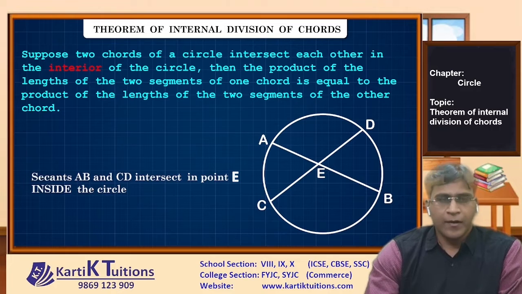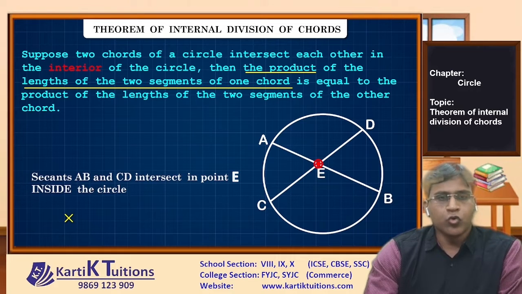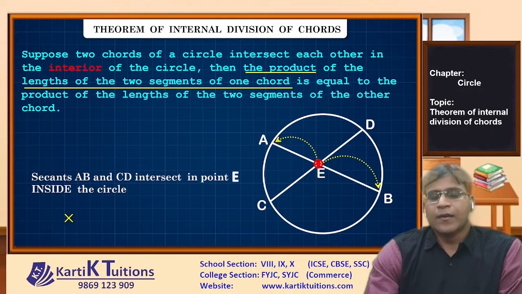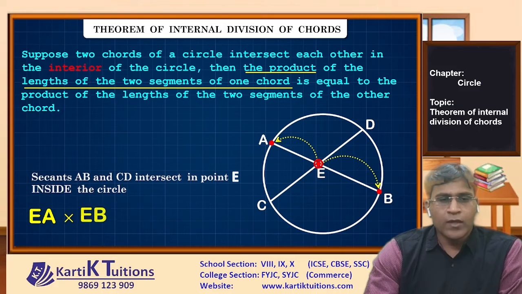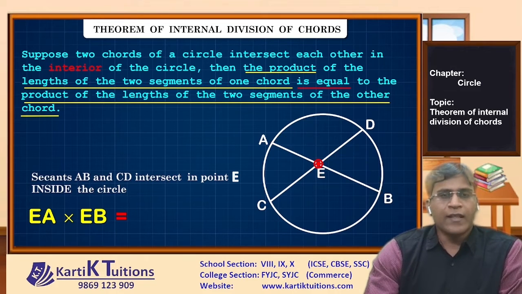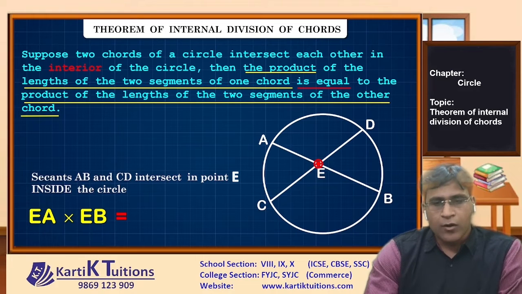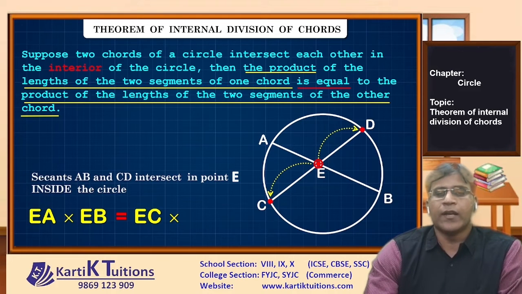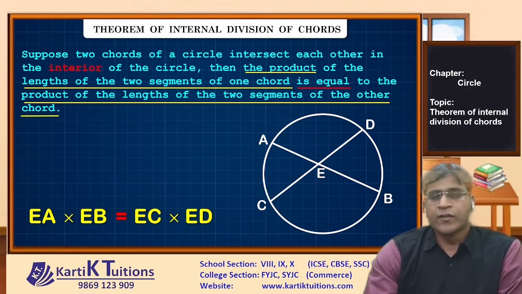Now let's go to the statement. Then the product means what? Multiplication of the lengths of the two segments of one chord. If I talk about chord AB, there are two parts, AE and EB. So EA into EB is equal to the product of lengths of the two segments of the other chord. The other chord is our CD. So this has to be equal to the other two segments, that is EC into ED. I hope you have understood this statement.